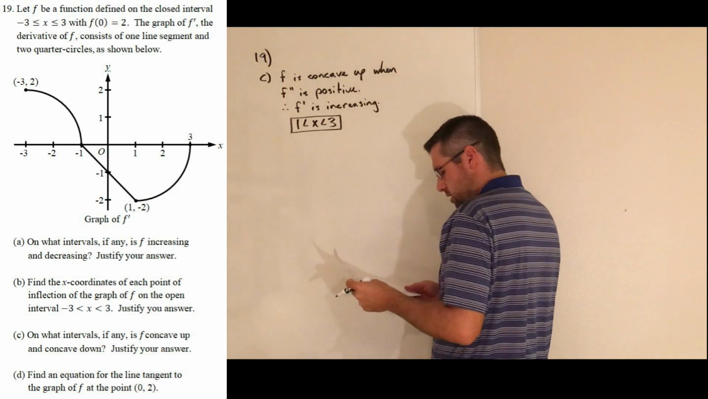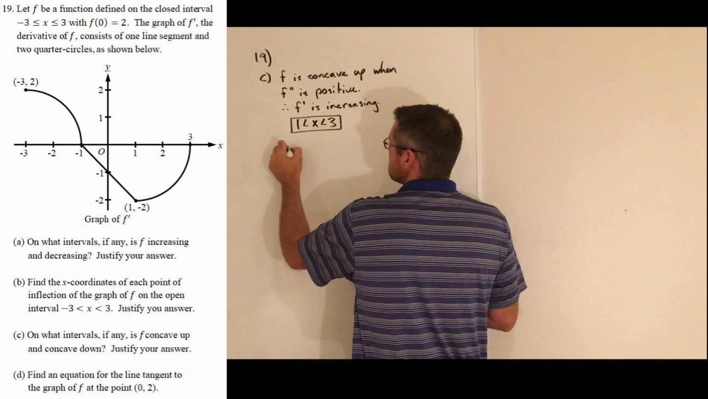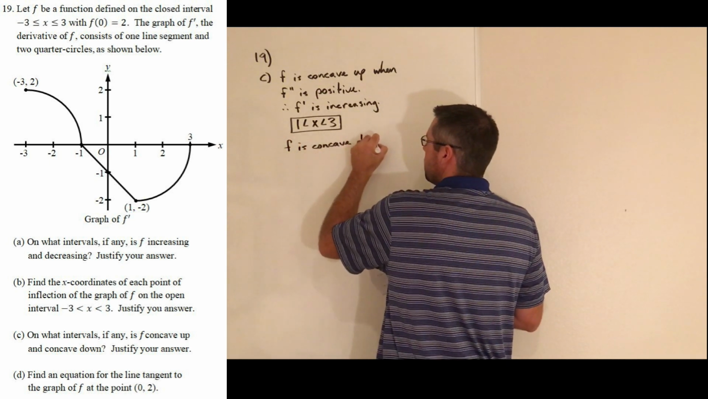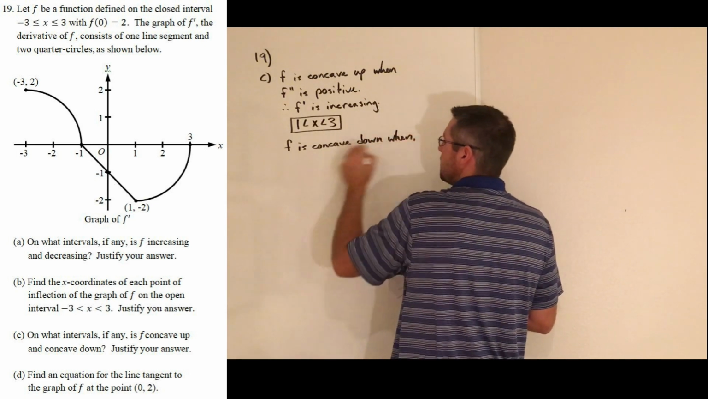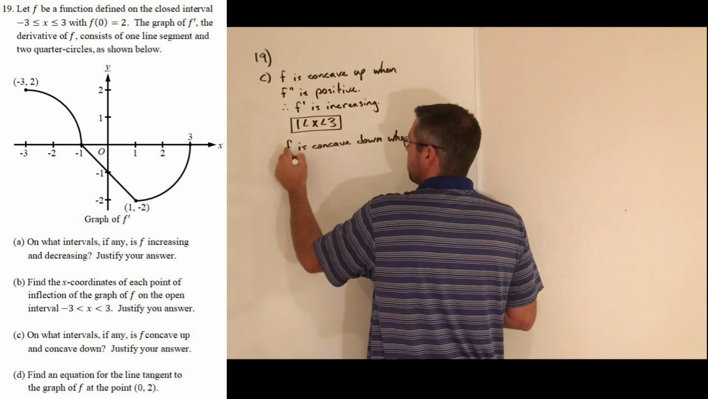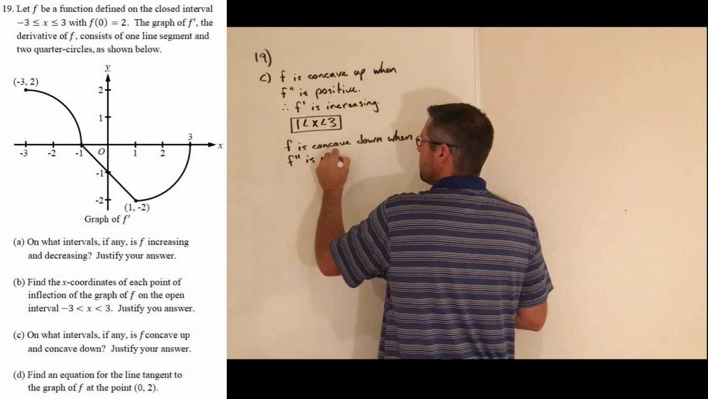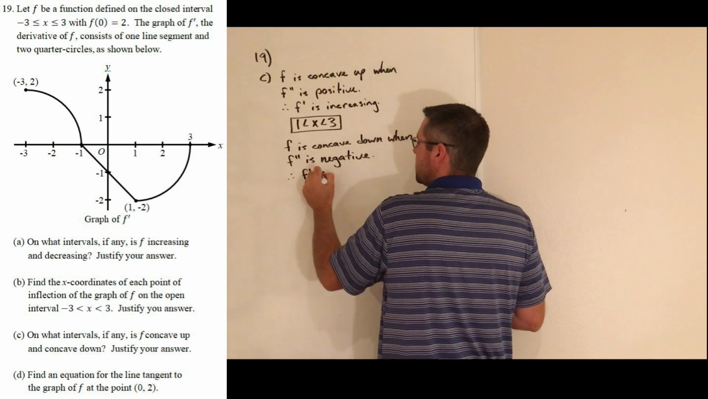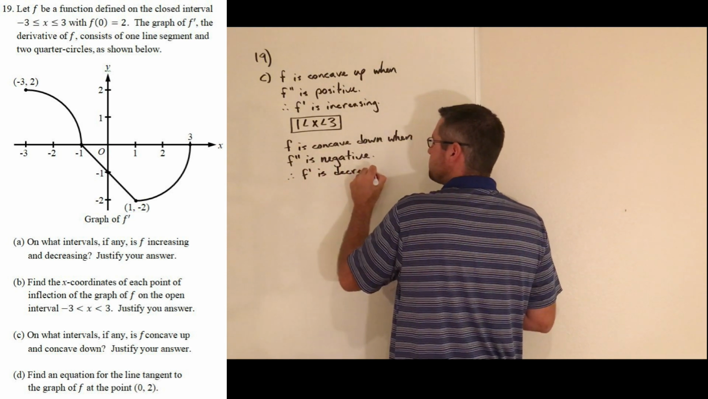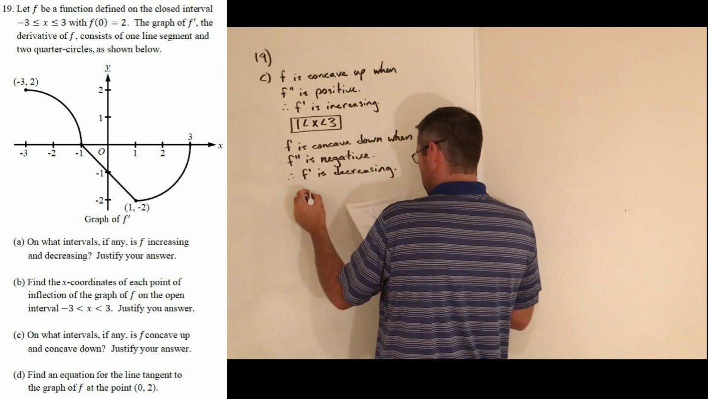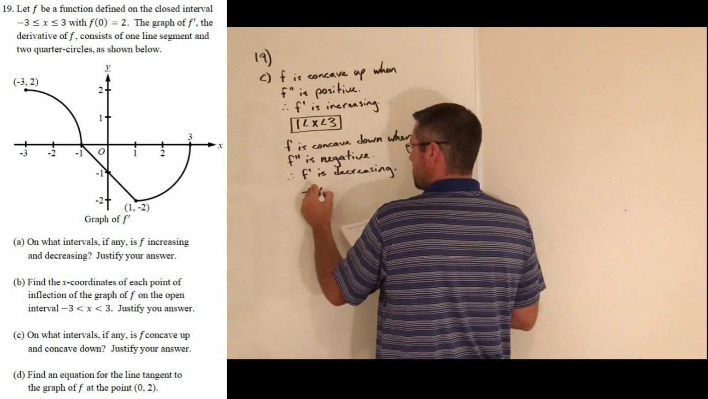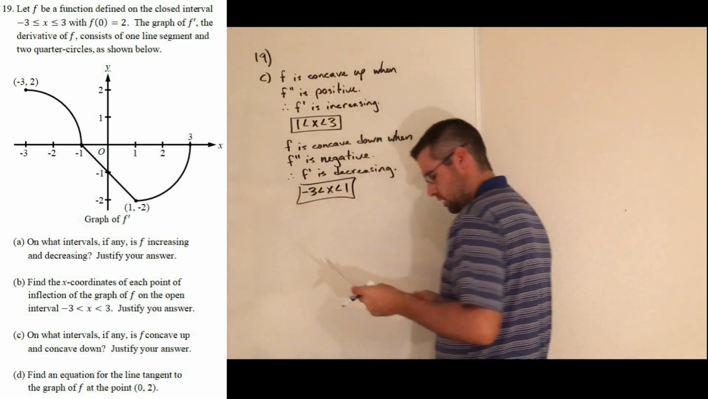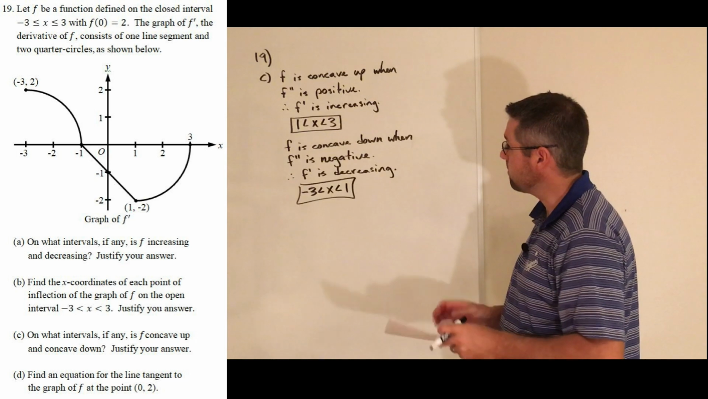Okay, and then it also wants to know when f is concave down. So let's justify that. F is concave down when f double prime is negative, which implies f prime is decreasing. And therefore, we see it's decreasing from -3 is less than x is less than 1. So that is part C.